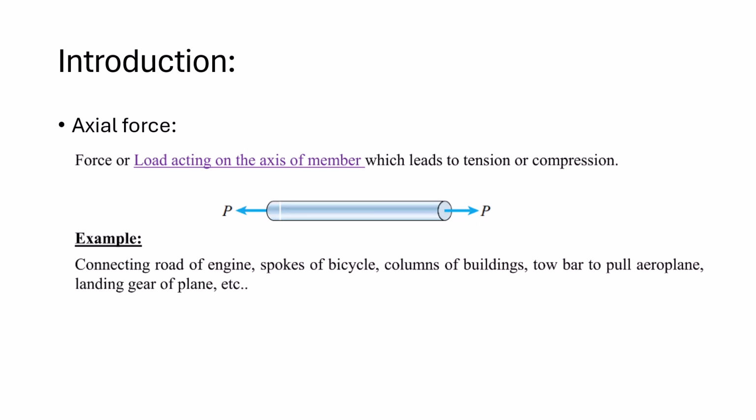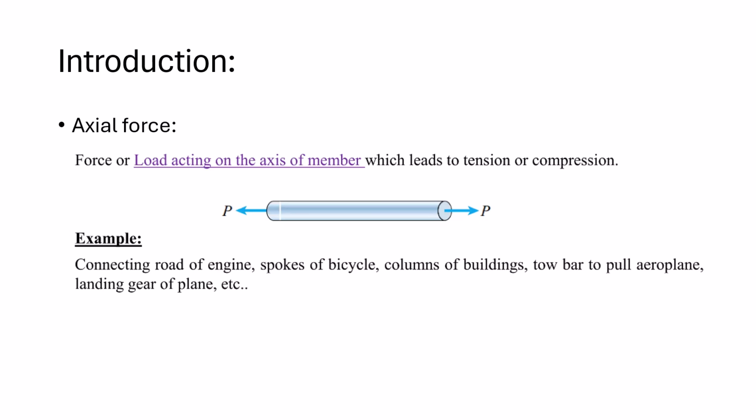In statics, we mentioned axial force. So force or load can act on the axis of a member, which leads to tension or compression. So if we have a force which is pushing toward the member, then we are talking about compression force. If it is pulling, then we will have tension force.